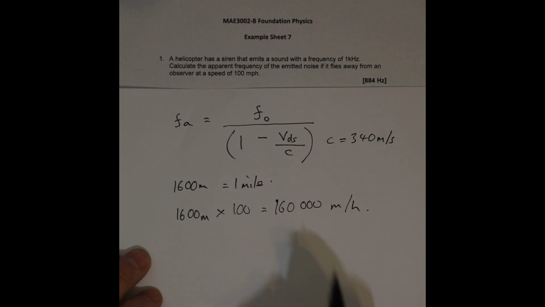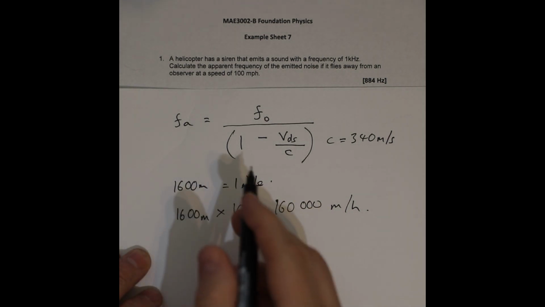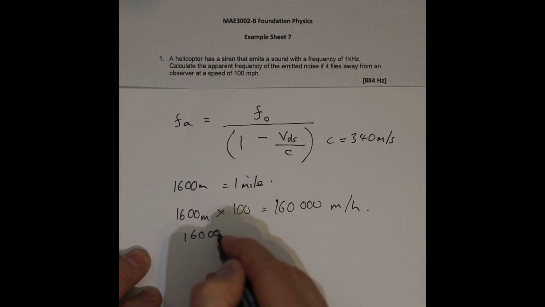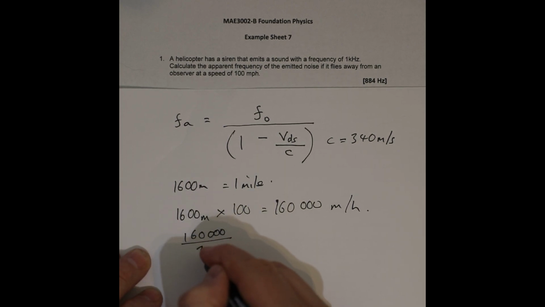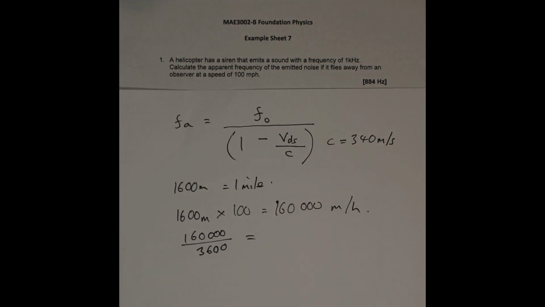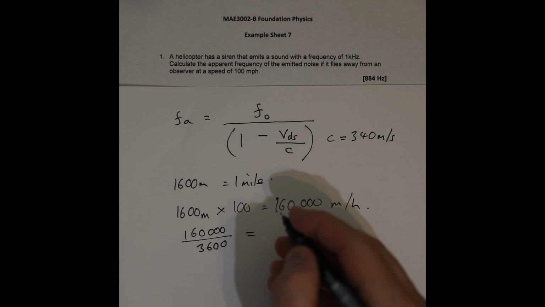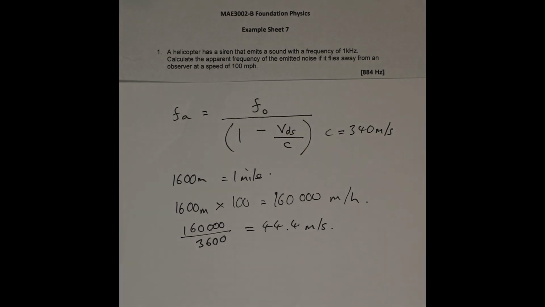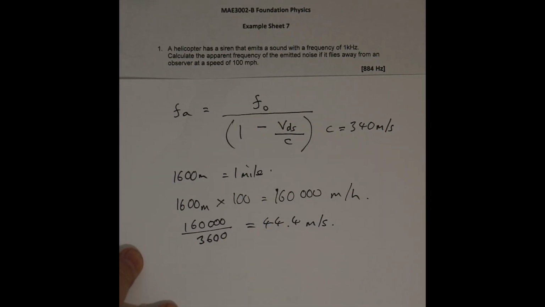So meters per hour, that's a unit there. To convert that to seconds, we just need to divide this number by 3,600, because there are 3,600 seconds in 1 hour: 60 seconds in a minute, 60 minutes in an hour. If you multiply those together, you get 3,600. So our value for the speed in meters per second is 160,000 divided by 3,600, which gives me a value of 44.4 meters per second.